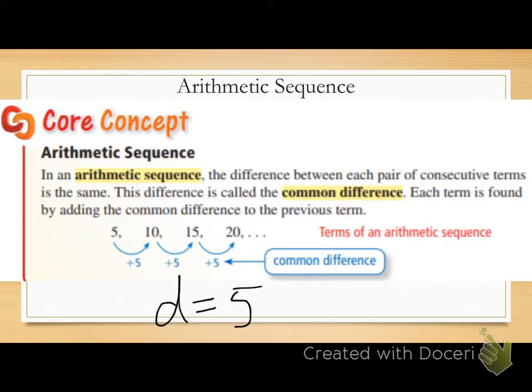d can be a negative number. We would say we're adding a negative number each time, which in reality we're just subtracting. Adding a negative is the same thing as subtracting a number.